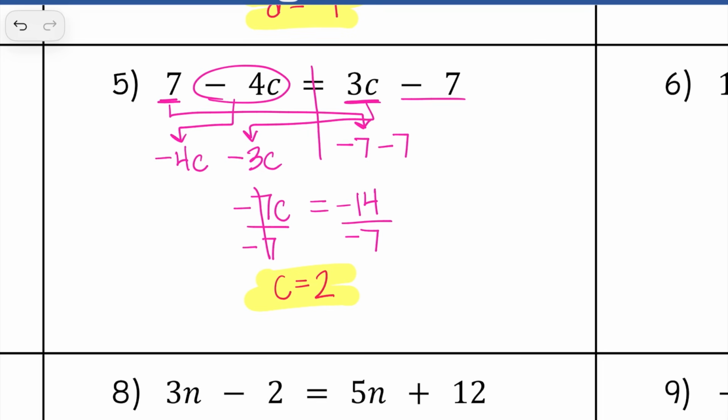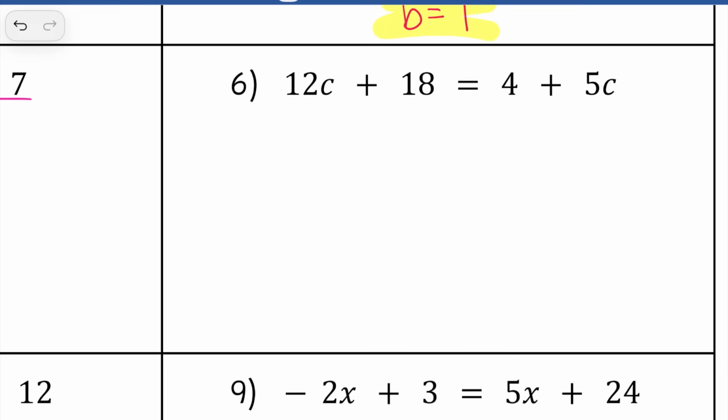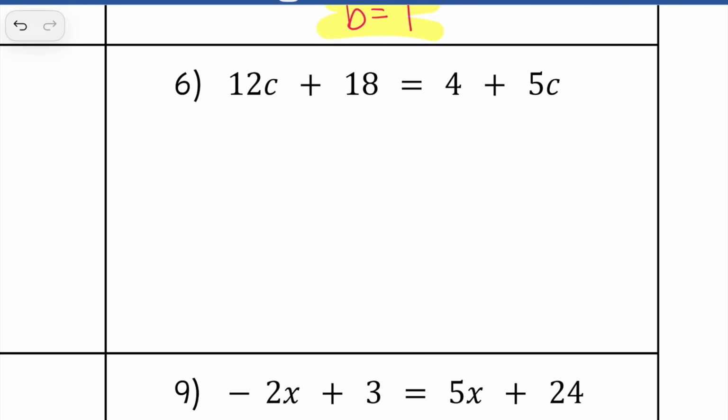All right, look at problem 6. I see I have variables on both sides again. So vertical line. Start at the beginning. 12c is on the side it needs to be on, so it stays. Plus 18 crosses that vertical line, becomes negative 18. 4 is on the correct side, so it stays positive 4. So I'm going to just write a plus in front of it this time.